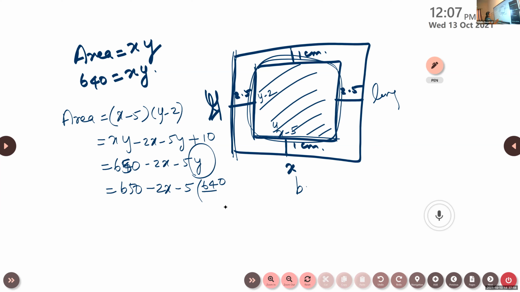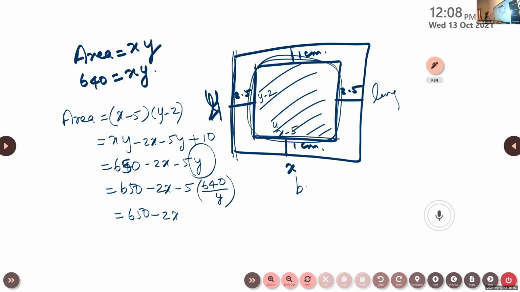640 by x, isn't it? So, we'll get 650 minus 2x minus 3200 by x. Sorry, x. So what is the answer? 650 minus 2x minus 3200 by x. So option is A. Okay, so like this, all the questions will be interrelated in case study.